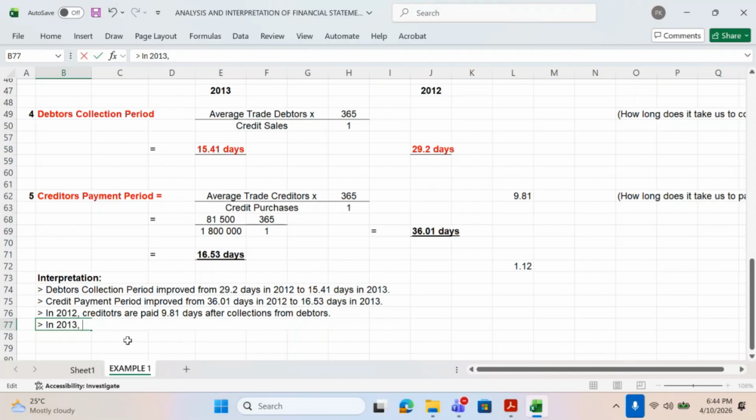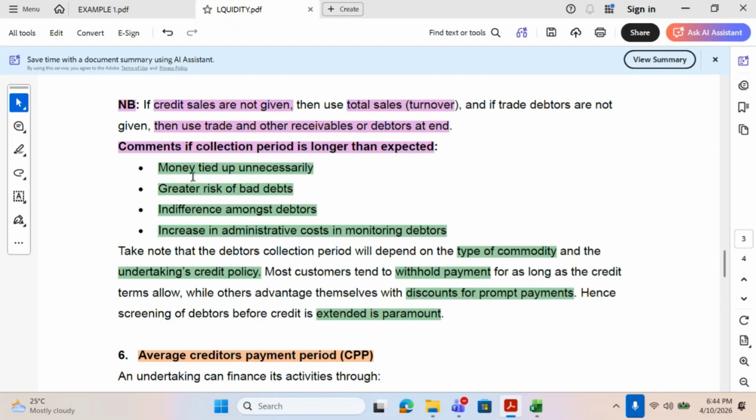Creditors are paid. So it's actually going to be the same comment that I'm going to put here. And then the only thing that will be different is this one: 1.12 days after collection from debtors. Okay, that's a comment. Now, in terms of liquidity position, now we can come here.